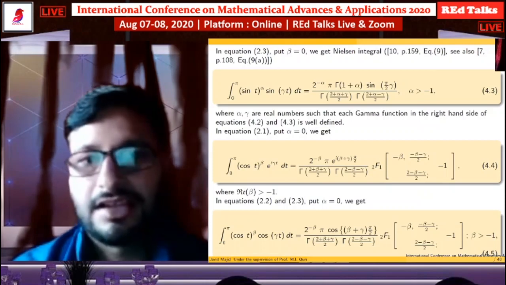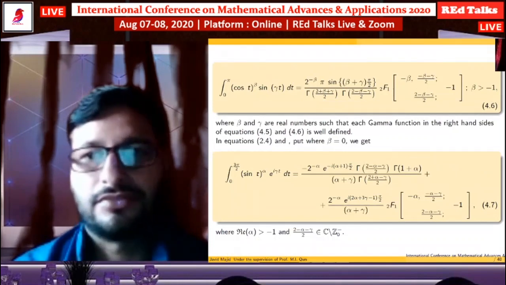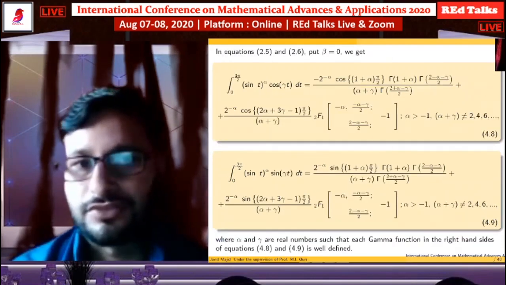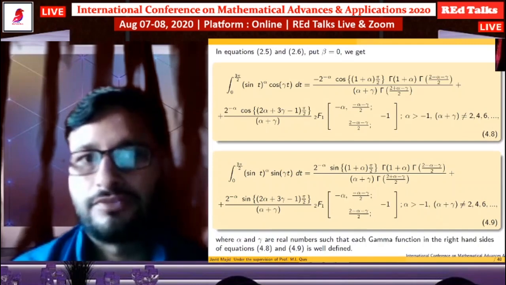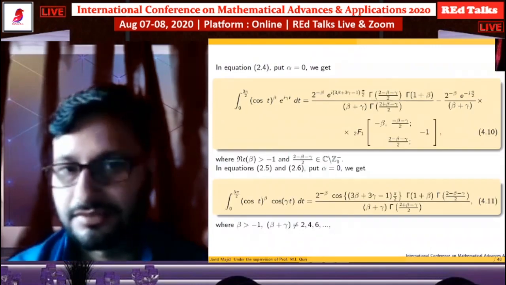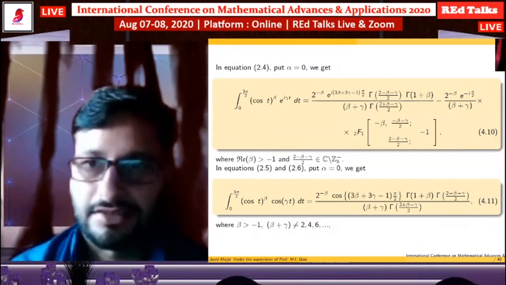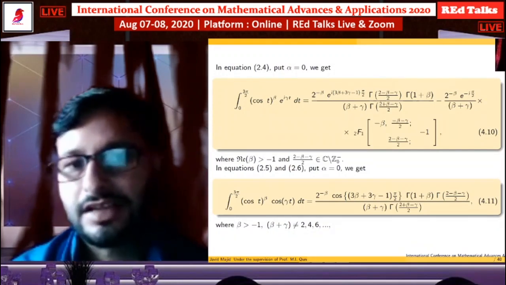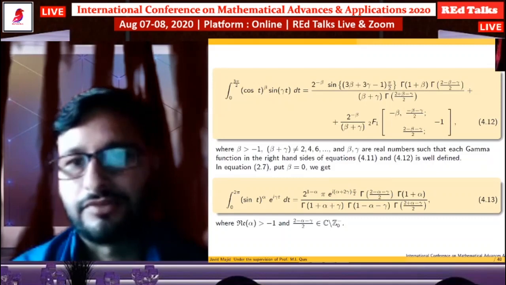Similarly, if we put alpha equal to 0 in 2.1, we get another integral given by 4.4 as a special case. And in equations 2.2 and 2.3, if we put alpha equal to 0, we get equation 4.5 and integral 4.6. And if we put beta equal to 0, we get the integral given by 4.7. If we put beta equal to 0 in 2.5 and 2.6, we will get two other integrals, 4.8 and 4.9. And if we put alpha equal to 0 in 2.4, we get the integral given by 4.10. And in equations 2.5 and 2.6, putting alpha equal to 0, we get the integrals 4.11 and 4.12.